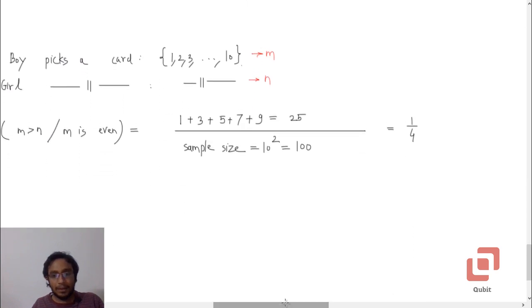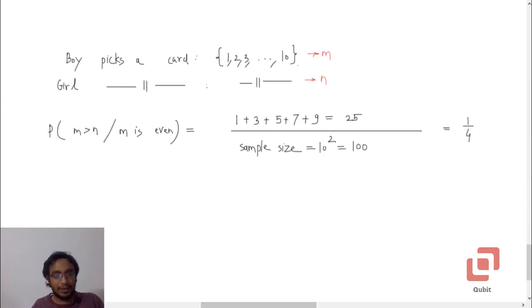Now let's go to question 8. This was a probability question. Again, I thought this didn't require too much thinking. The problem was something like this. There were 10 cards. A boy would pick one of the cards, see the number written on it, and put it back. So this was a with-replacement problem.